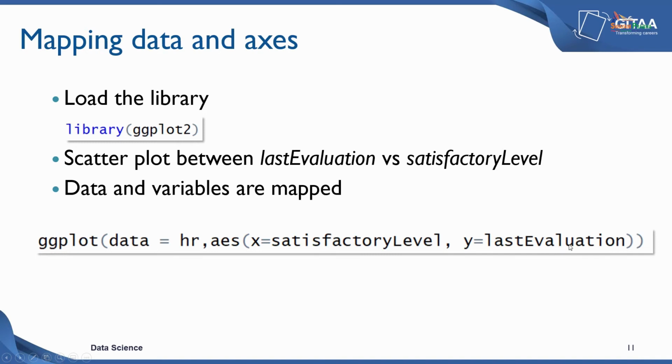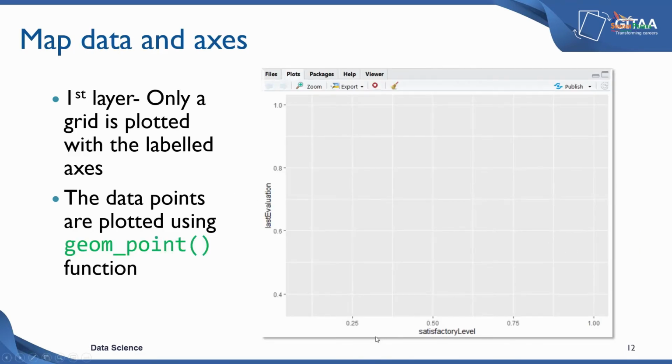Now once you execute this command, you will see that only a grid is created. You can go to the plots tab and you will see that a plain grid is created. In this grid you can see that the x-axis has the satisfactory level, and the y-axis has the variable last evaluation. The grid is mapped till 1 on both axes, and that's because both last evaluation and satisfactory level have a range from 0 to 1. Both of these are continuous variables. This is just the first layer, and you can see that only a grid is created with neatly labeled axes and the limits for both these axes.